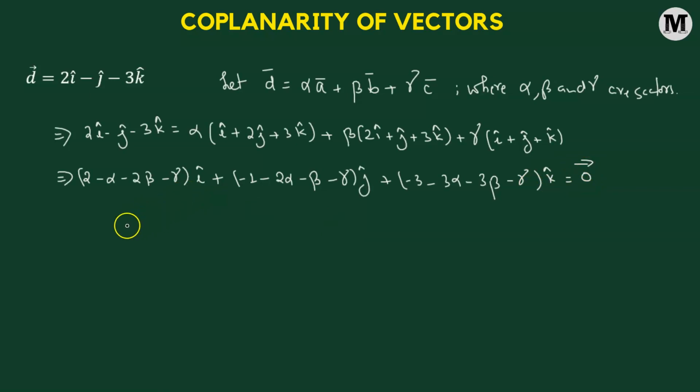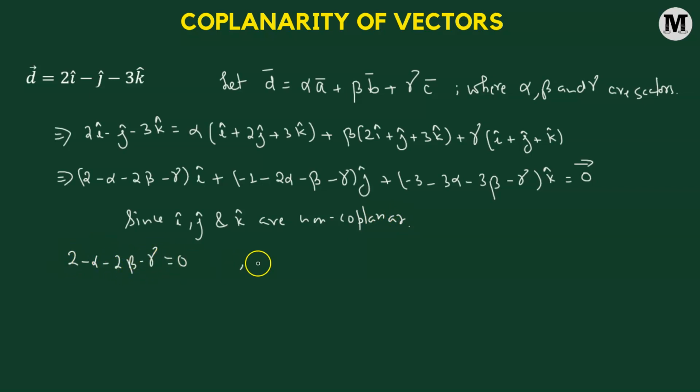Again, since i cap, j cap, and k cap are non-coplanar vectors, that thus means that 2 minus alpha minus 2 beta minus gamma must be equal to 0. Then we have negative 1 minus 2 alpha minus beta minus gamma equals 0. And we have negative 3 minus 3 alpha minus 3 beta minus gamma equals 0.